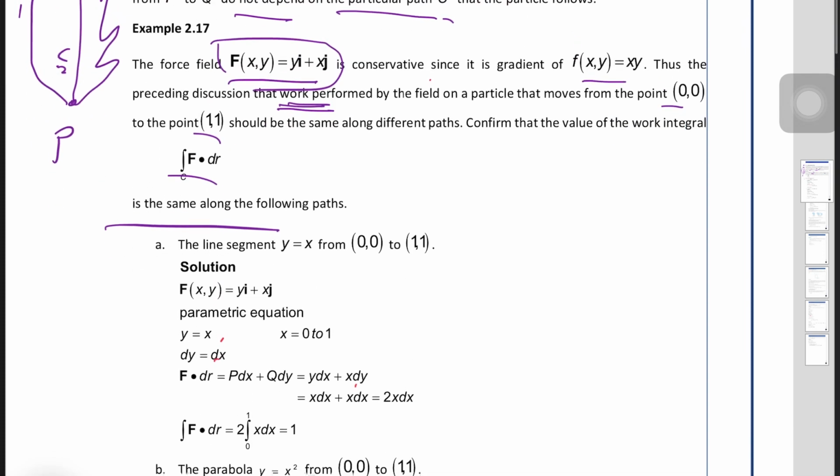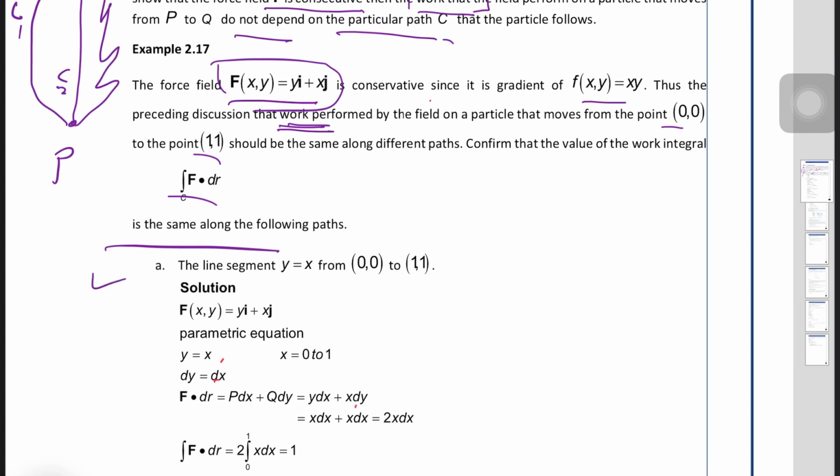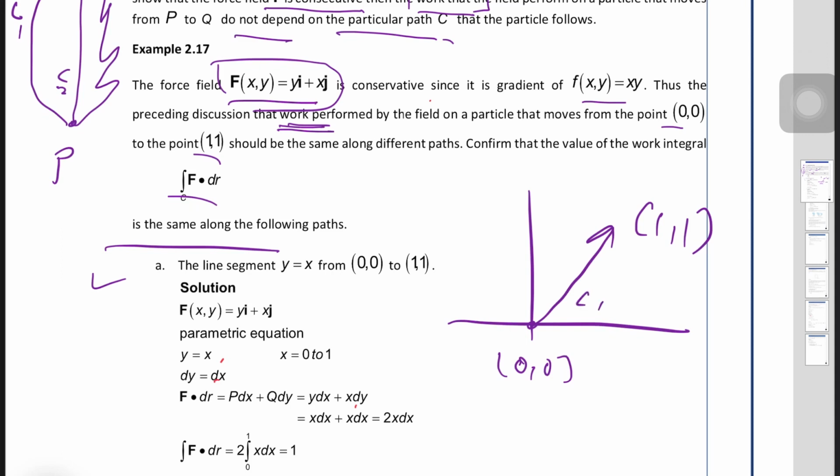So kita nak check. Jadi kita tengoklah satu, the line segment y equal to x. Jadi daripada graph kita tahu (0,0) to (1,1). So ini adalah C1, dia adalah line segment y equal to x from (0,0) to (1,1). Kita cari dia punya parametric equation. Since kita dapat the equation y equal to x, so kita assume parametric equation dia adalah y equal to x, and another variable iaitu x, kita ambil interval from 0 to 1.